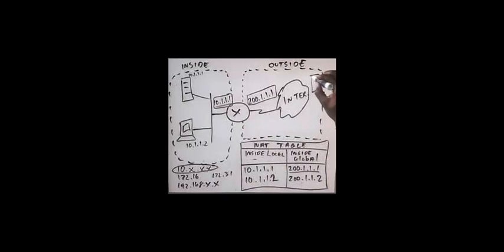When the device out here on the internet sends back a reply, the destination field will contain this 200.1.1.1 address, and that address will be seen by the router and compared to the NAT table once again and translated back to 10.1.1.1 for local usage inside our network. So that's the basics of NAT operation.